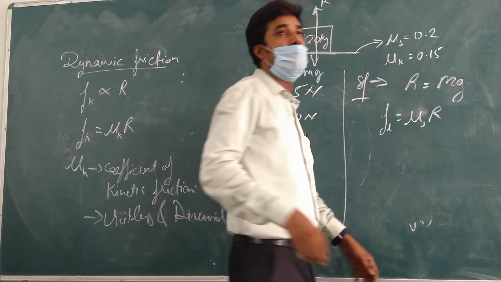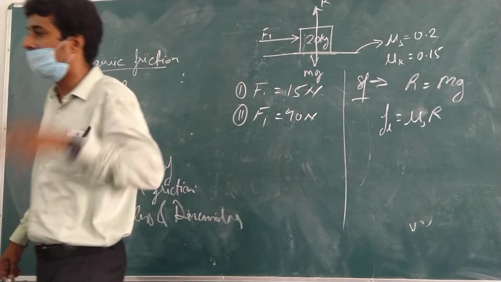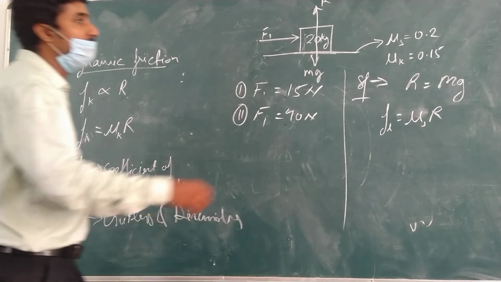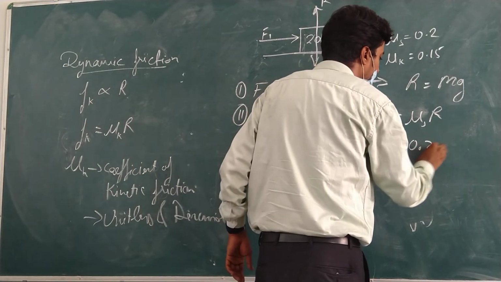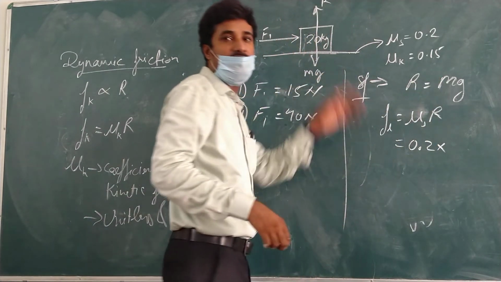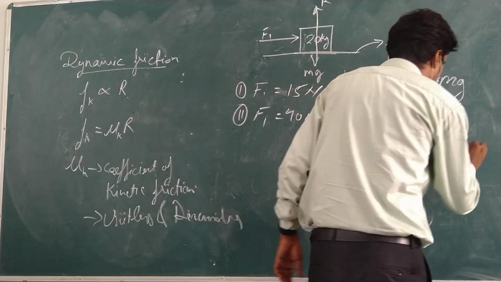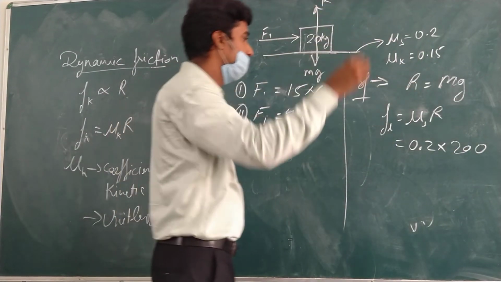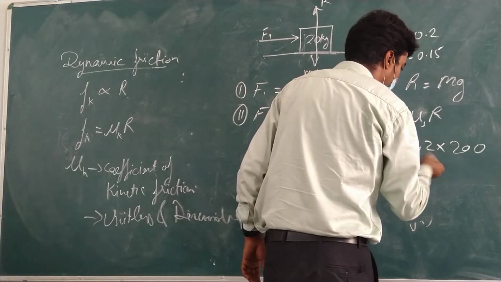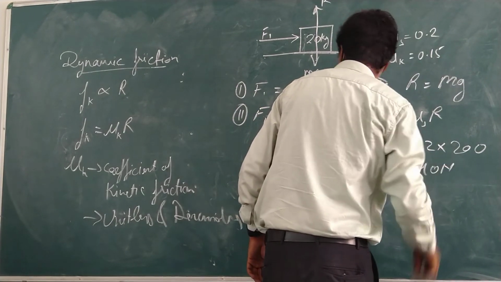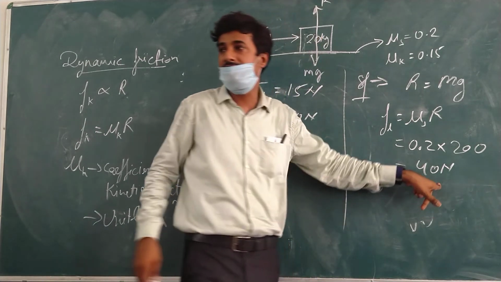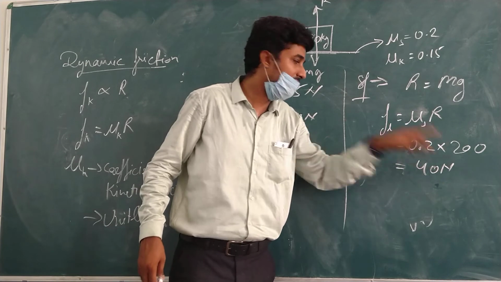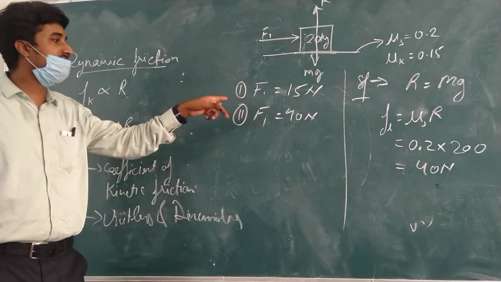What is the maximum force this body can resist on this particular surface? Mu s R. What is the value of mu s? 0.2. 0.2 into 200, let the value of g be 10. 0.2 into 200 will be 40 Newton. So, in the first case, this is the maximum value which can be applied as static friction. Limiting friction is 40 Newton.